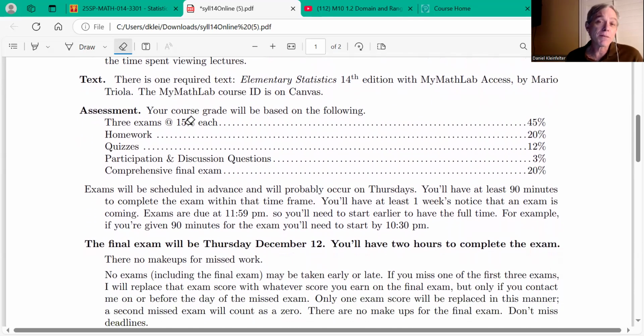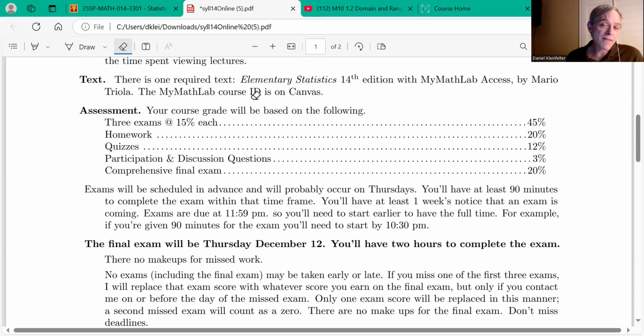All right, so materials needed for the course. There's one required book. It's Elementary Statistics, the 14th edition by Triola, and you do need to have My Math Lab access. More about the course ID here in a minute. So a question can come up. Do I need to have a hard copy of the book? Totally up to you whether you have the book or not. I'll never even know if you have the book. Okay, so whether you buy the paper copy of the book is totally up to you.